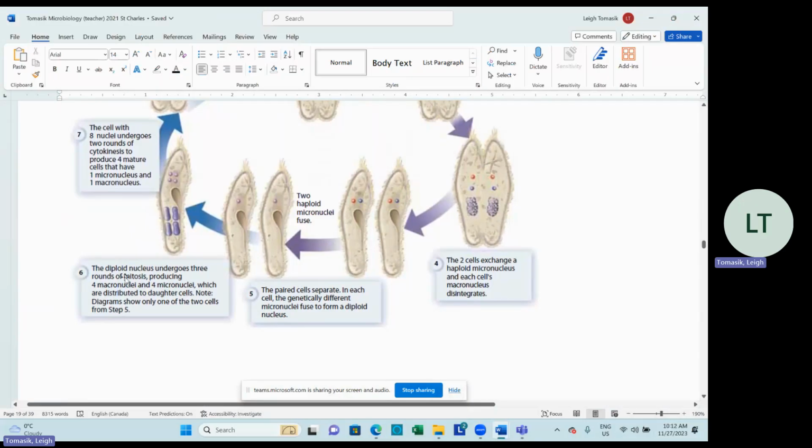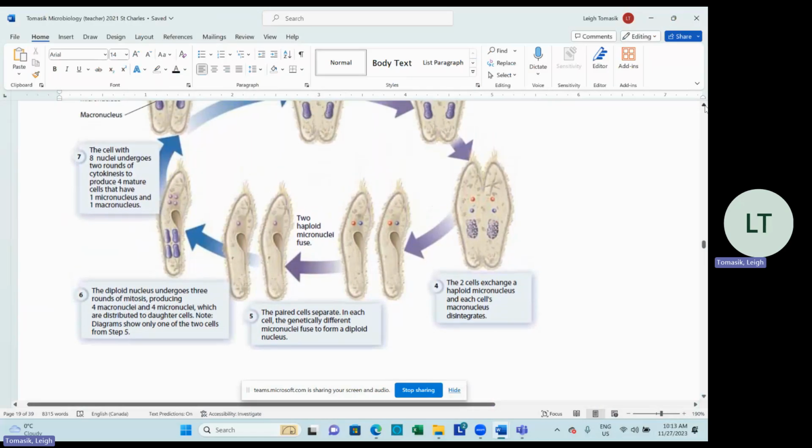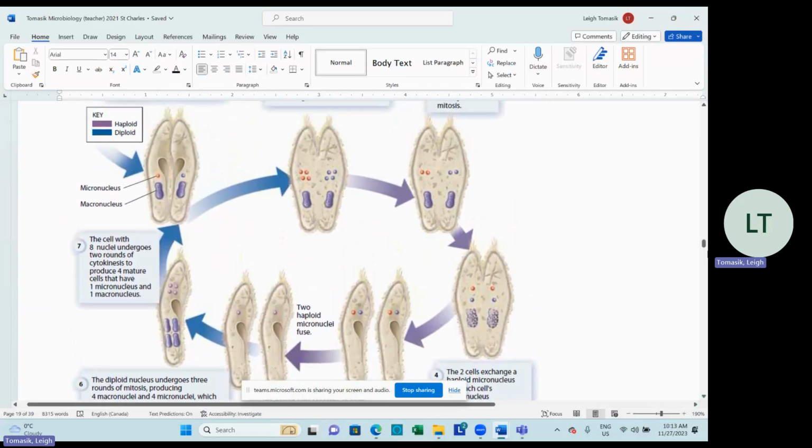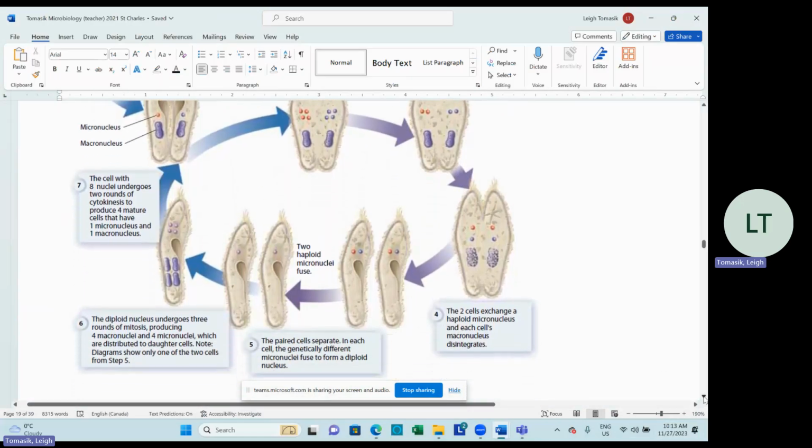And the diploid nucleus undergoes 3 rounds of mitosis, producing 4 macronuclei and 4 micronuclei, which are distributed to the daughter cells. This shows only one of the two cells. And then the cell with 8 nuclei undergoes 2 rounds of cytokinesis to produce 4 mature cells. That's bonkers. Don't worry. Again, you won't have to memorize any of this. Just know that they can reproduce sexually and asexually.